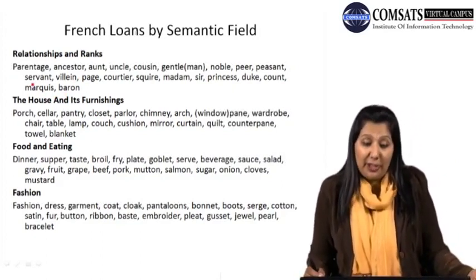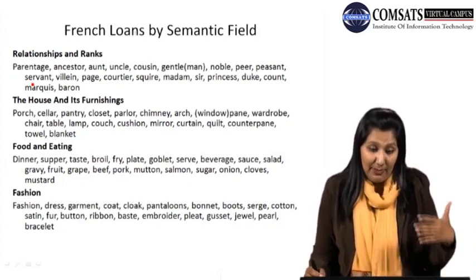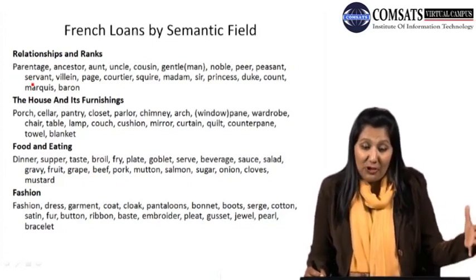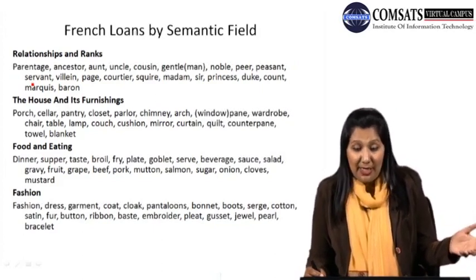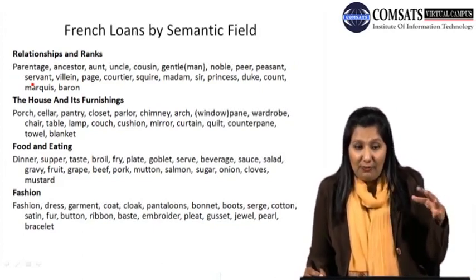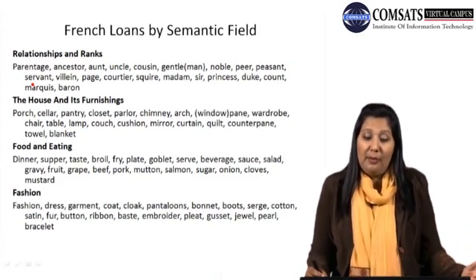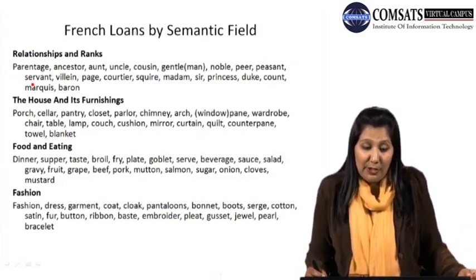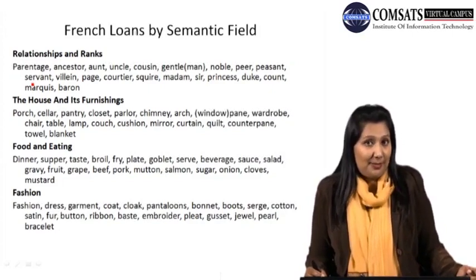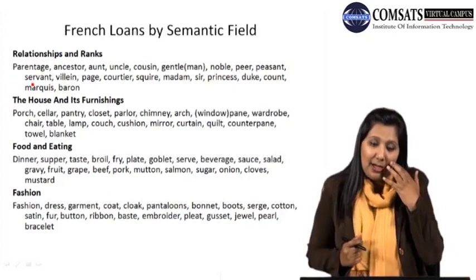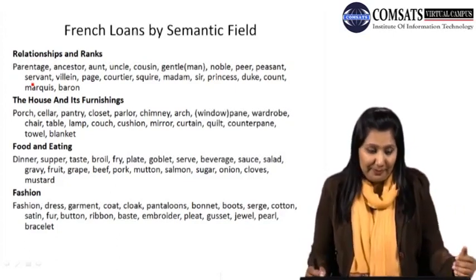The house and its furnishing, again, so many words have been taken from French, for example, the words porch, cellar, pantry, closet, parlor, chimney, arch, pane, wardrobes, chair, table, lamp, couch, cushion, mirror, curtain, quillet, counterpane, towel and blanket. It seems as if there is no word that is English's own. It has all come from French.